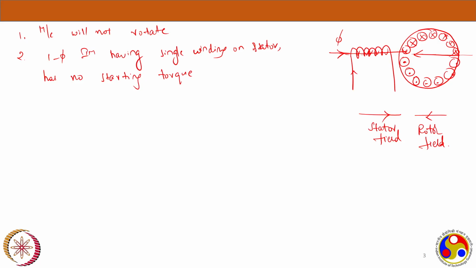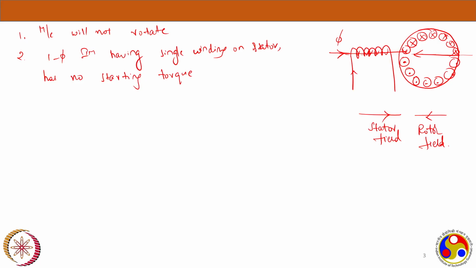No, your machine will not rotate, because both forces, stator field and rotor field, are acting along the same reference, so torque will not be produced. So what I'm concluding is that your machine will not rotate, and in a single phase induction machine having a single winding on the stator, there will not be any starting torque for your motor to rotate. That's my conclusion. Now what will be the remedy for this?